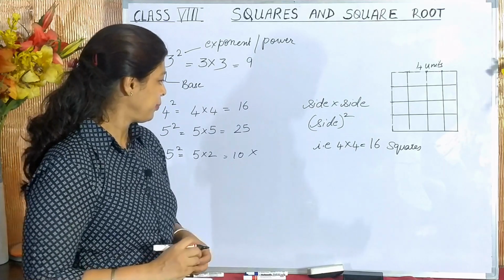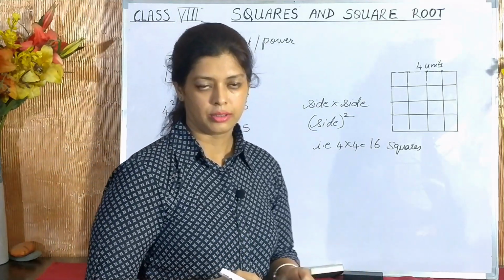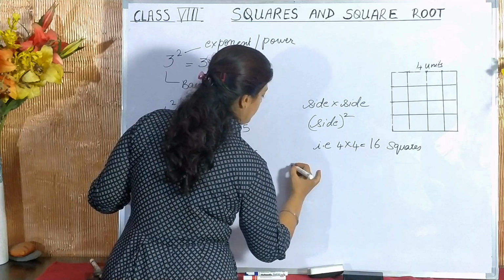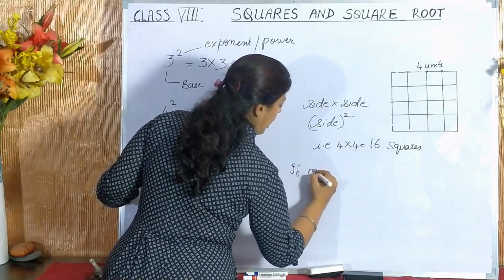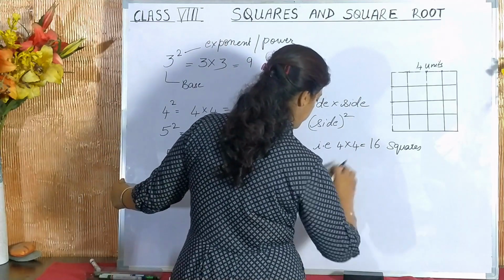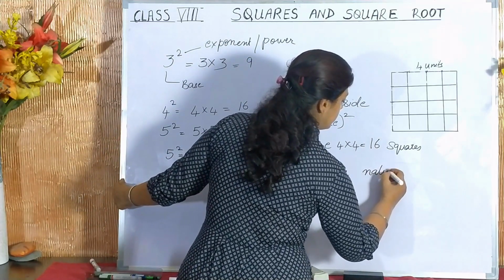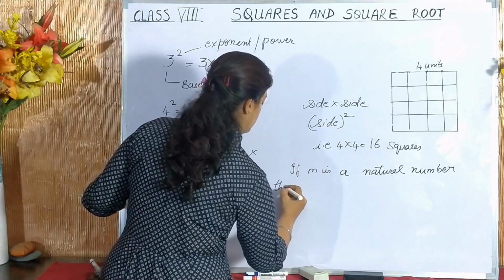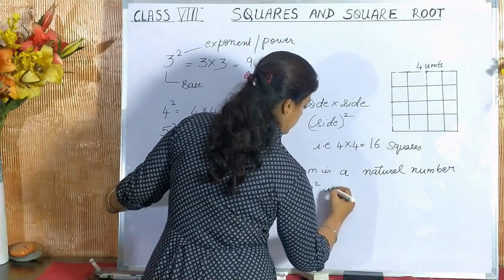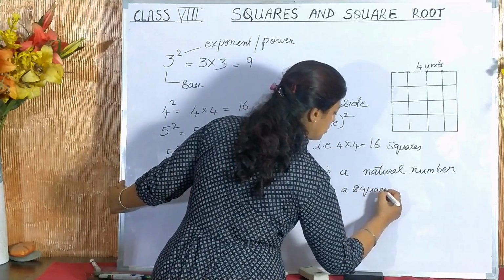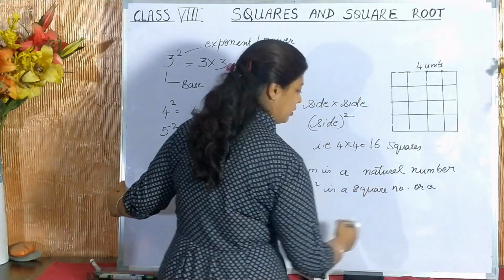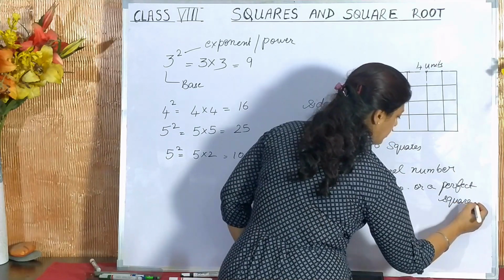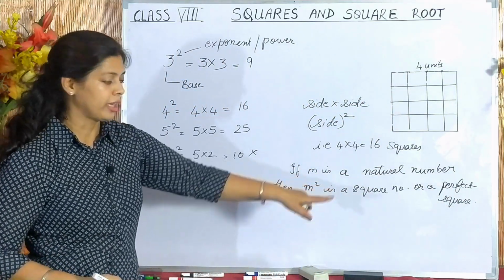So in general I can say that a perfect square is actually a product of 2 same or equal numbers, and I can define this as: if m is a natural number, then m square is a square number or a perfect square.